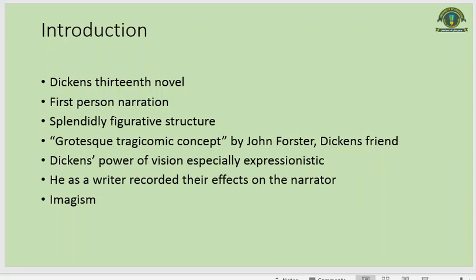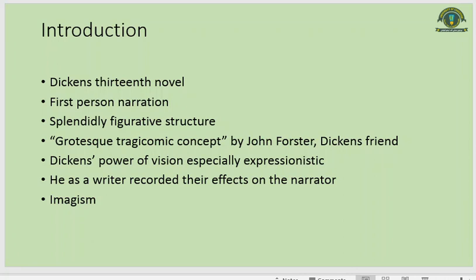So we'll learn that it has tragedy as well as comic elements. We'll find tragedy and comic elements throughout the novel. Charles Dickens is quite familiar for his art of caricatures. Caricature is something related to comic, but today we will learn how it is tragi-comic as well. Okay, Dickens' power of vision, especially expressionistic power.